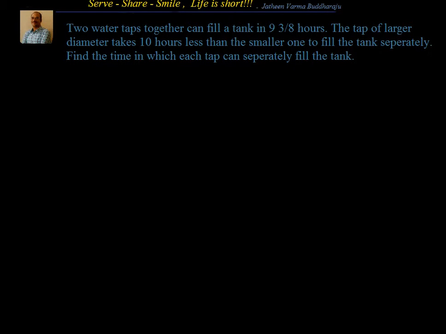We are going through examples on quadratic equations using the quadratic formula. We have another problem to solve together. Let's try to solve it. Two water taps together can fill a tank in 9 3/8 hours. The tap of the larger diameter takes 10 hours less than the smaller one to fill the tank separately. Find the time in which each tap can separately fill the tank.